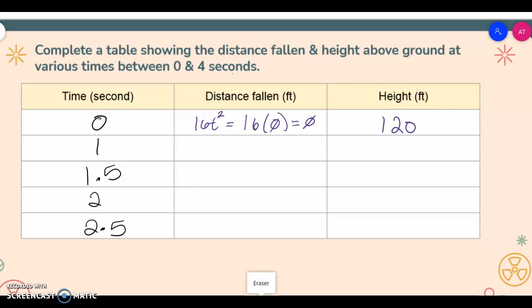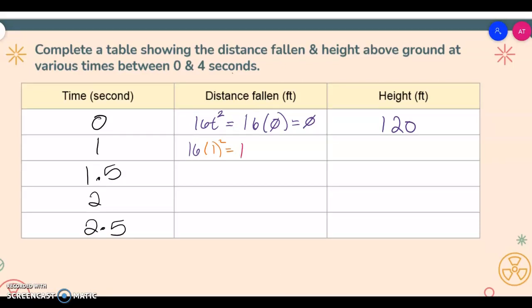All right, so now I have 1 second. I'm going to take 16, multiply it by 1 squared, which is just 16. Then I take my original height, 120, and subtract the 16, because that's how far it fell, right? So 120 minus 16 is going to give me 84. So it's 84 feet high still.